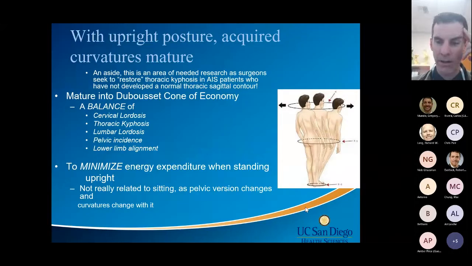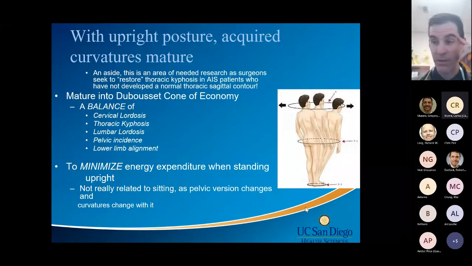The whole goal of acquiring these sagittal contours is to stand in what Dubousset called the cone of economy. There's a very small cone within which you can stand without expending much energy. And when you hit a home run with a PSO, people will come in and say, "Oh, doc, I could just stand and look out the window all day," whereas before they couldn't stand for 5 or 10 minutes. Now they can lock their hips and knees and just stand upright and not do any work, because they are in the cone of economy.